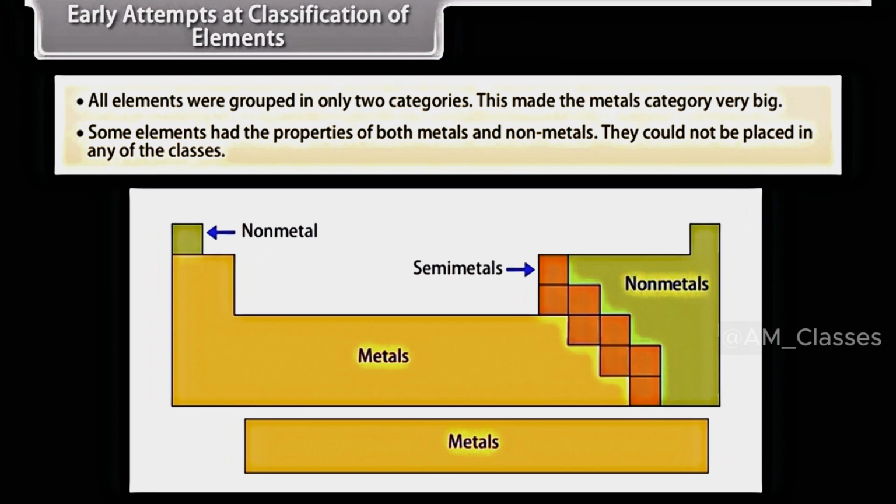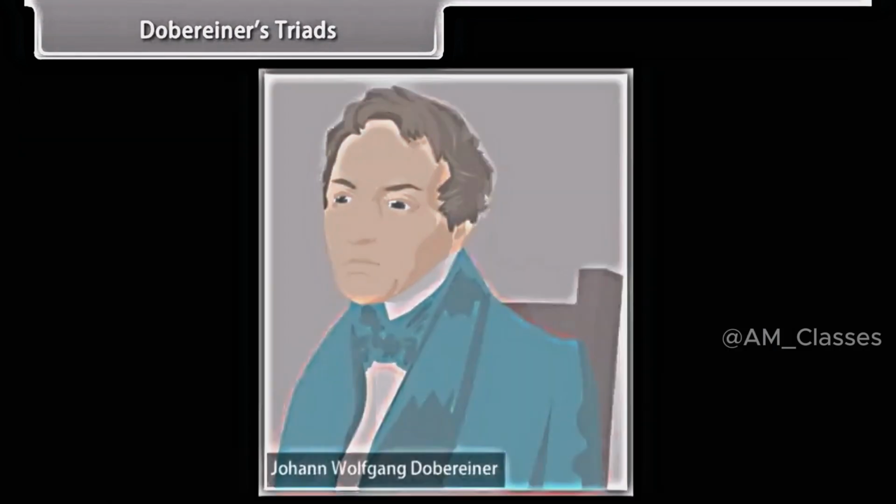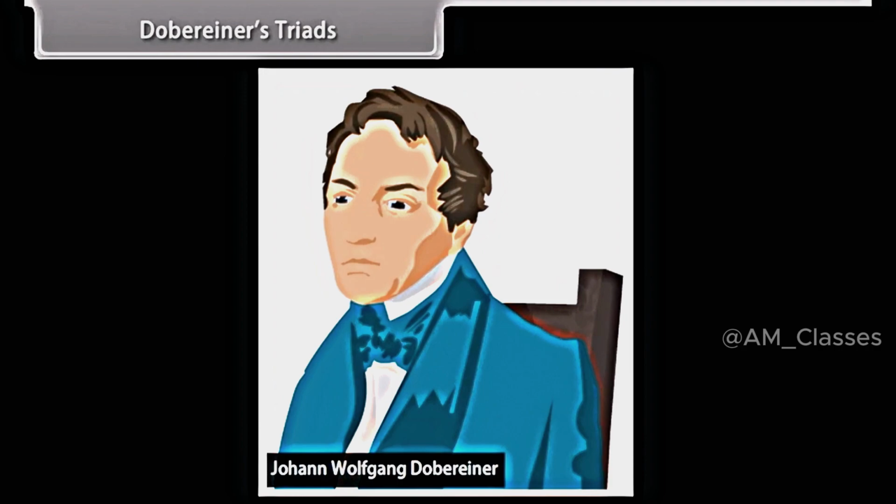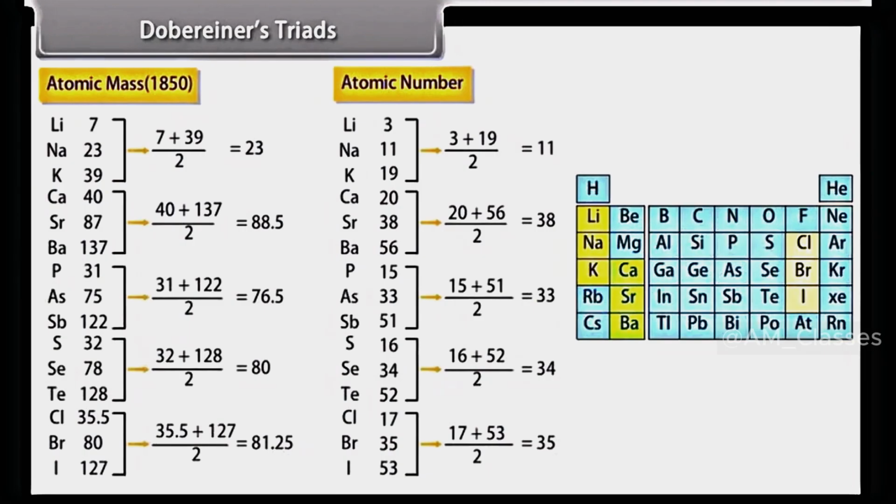classify them. Dobereiner's triads. In 1829, Dobereiner, a German scientist, made groups of 3 elements, each based on their properties. He named them triads. He observed that atomic mass of the middle element of a triad was equal to the arithmetic mean of atomic masses of other 2 elements.